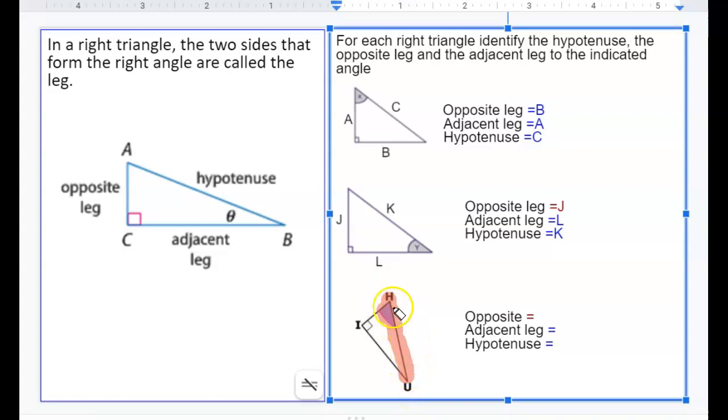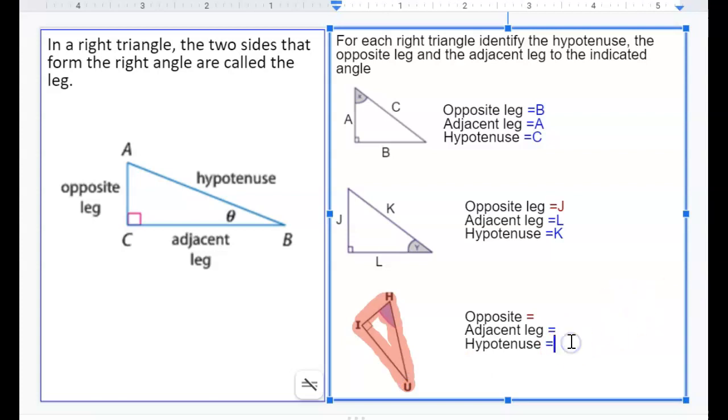Okay, now the adjacent side, the side that touches this angle, the side that combines with the hypotenuse to form this angle here, and also goes through the right angle. So it will be this side here, which is HI. Your hypotenuse was HU. So this is your adjacent side, which is HI. And so clearly, this would be your opposite side, which we can call IU.